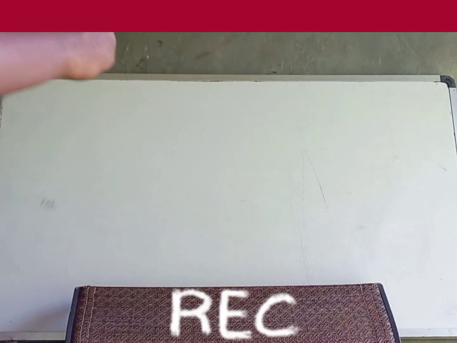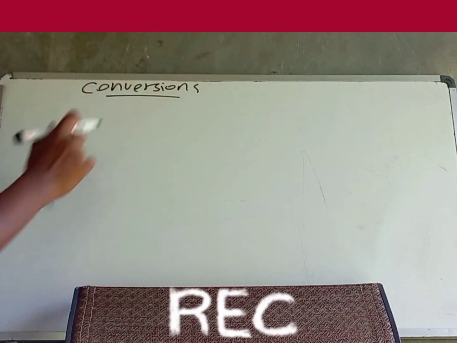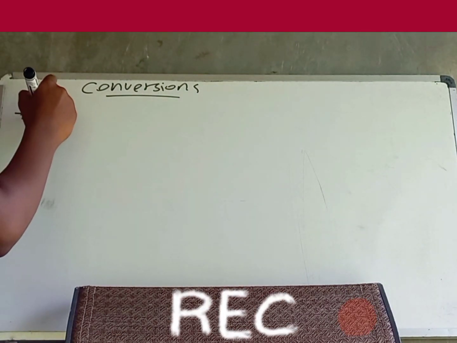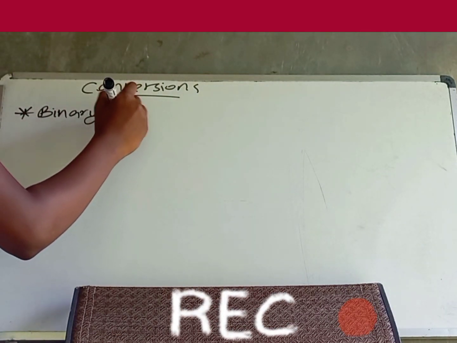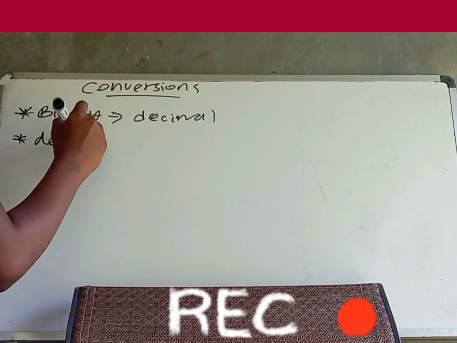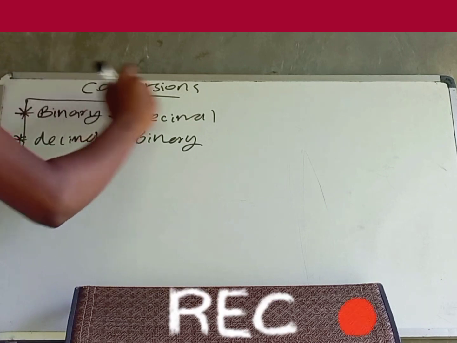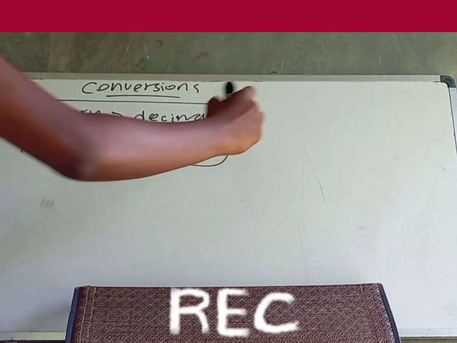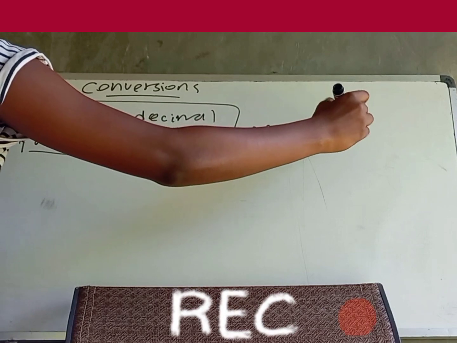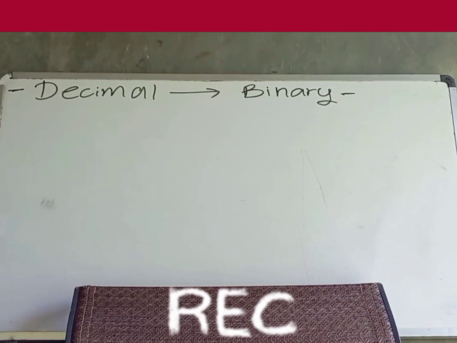So our next topic is conversions. Under this topic, we learn how to convert a binary number into a decimal number and a decimal number into a binary number. So this is all about mathematics. I hope your class teacher has taught you this. So the first topic of conversions: decimal into binary.